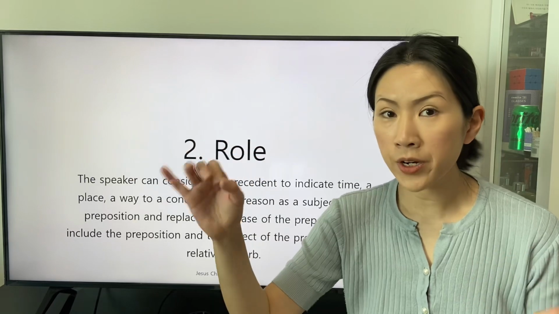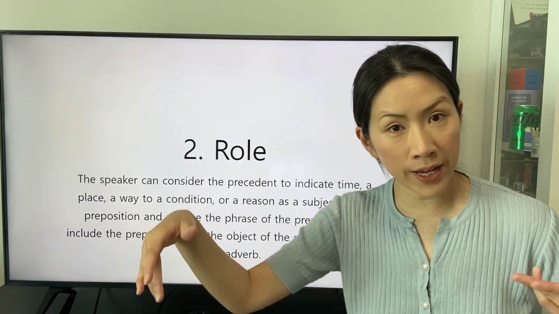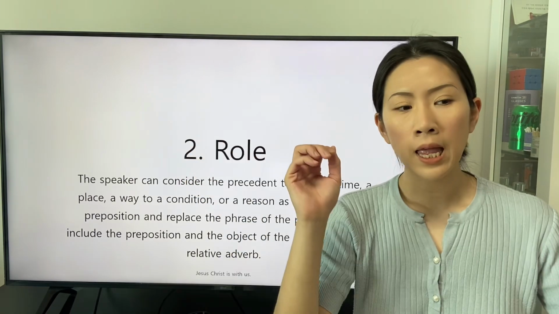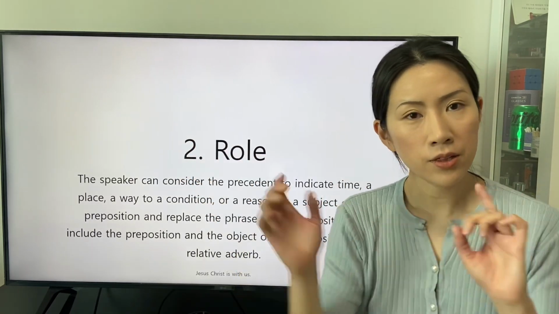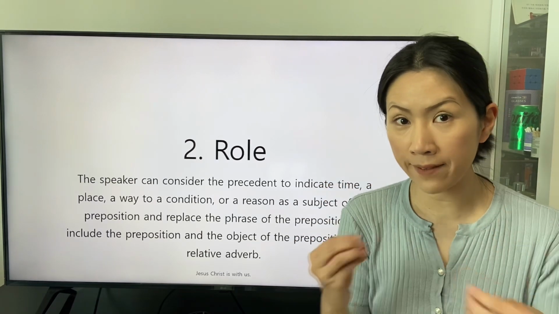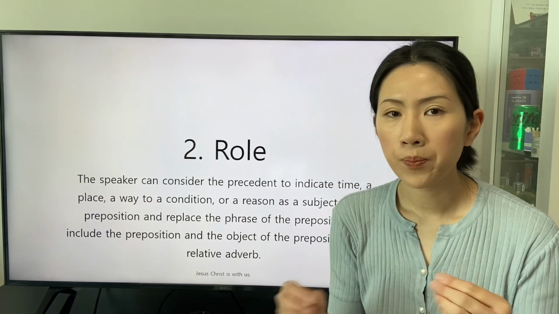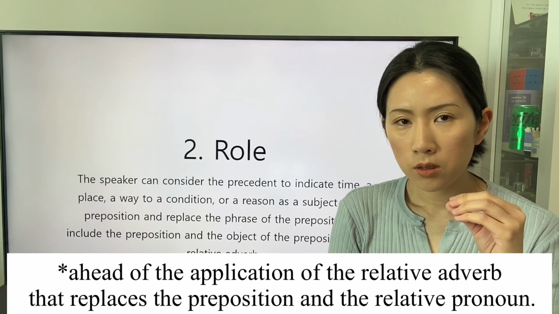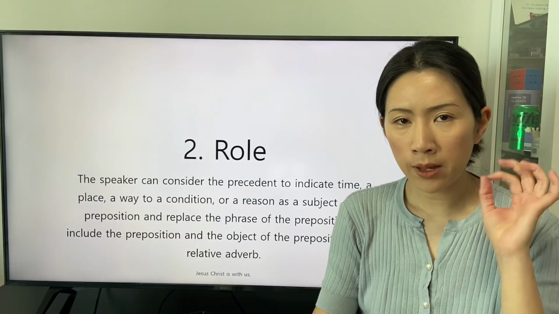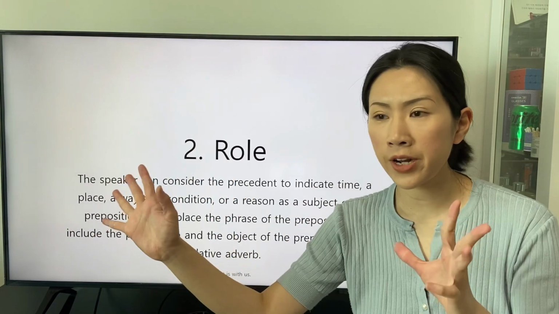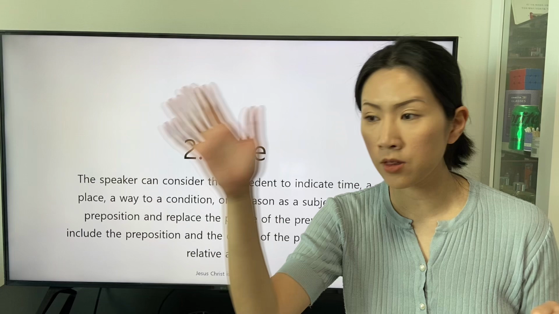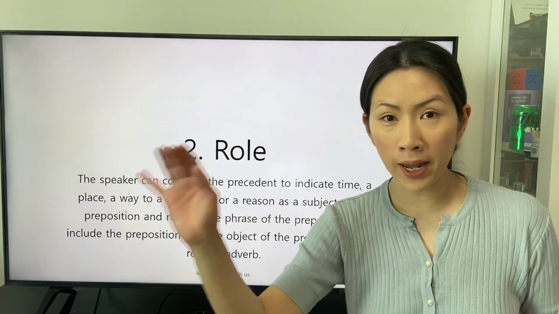Then the speaker can abbreviate the object of the preposition and link the subordinate clause to the main clause with the relative pronoun. Then we can understand that there is a preposition in the subordinate clause that remains.